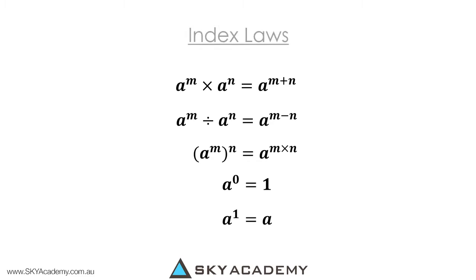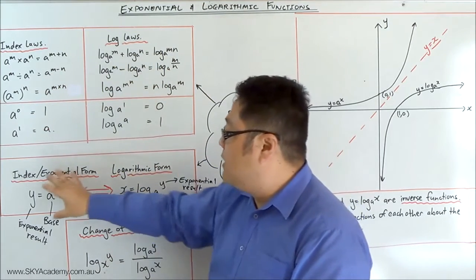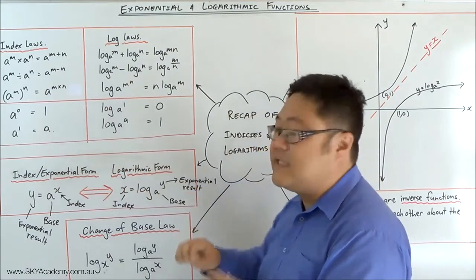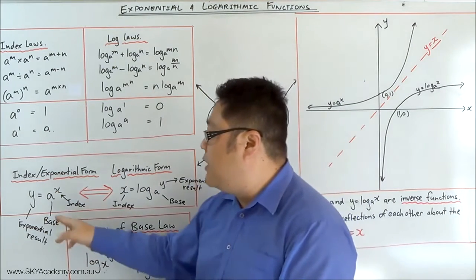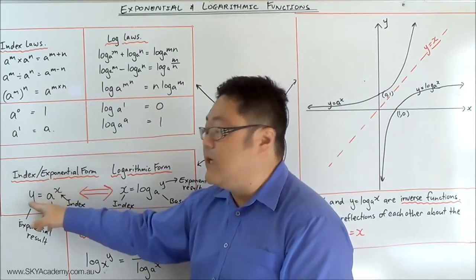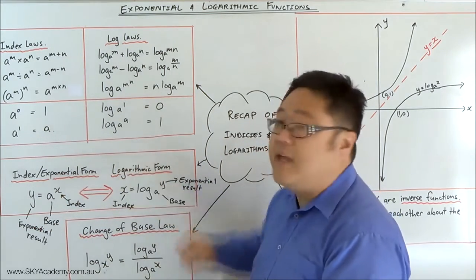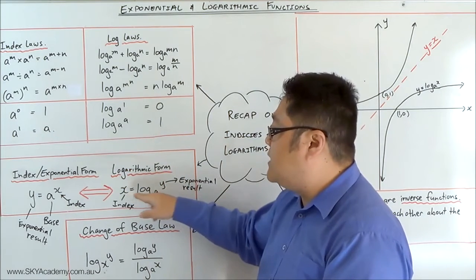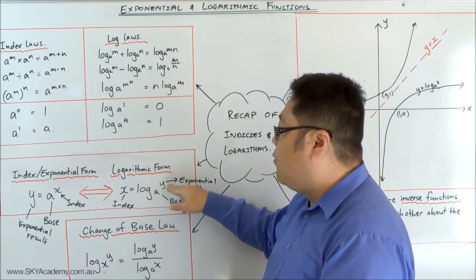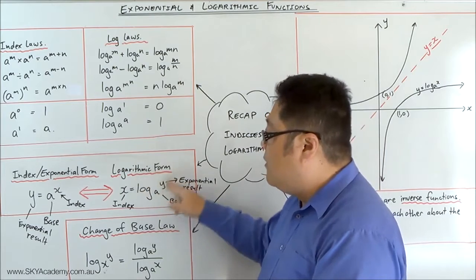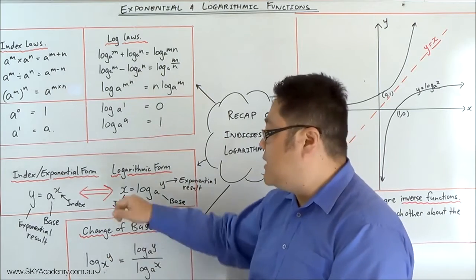Okay, we did the log laws, which look like that, and we realized that indices and logs, or the index log forms, are basically two ways of writing the same thing. The index form is written like this: y is equal to a to the power of x, where you've got a base, an index, and an exponential result. Rearrange that, and what you have is the logarithmic form, which is x is equal to log base a of y, where a is your base, y is your exponential result, and the log represents an unknown power, which is your index, which is x.